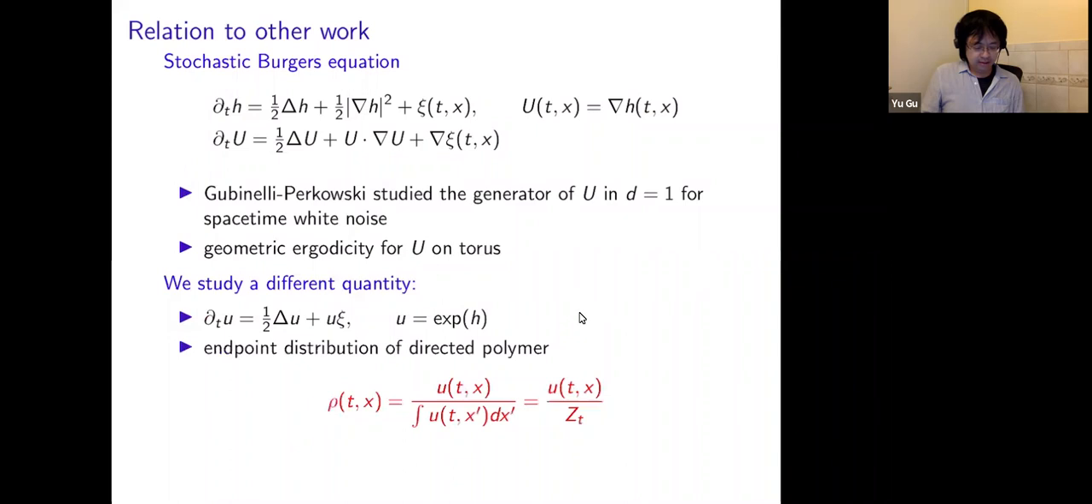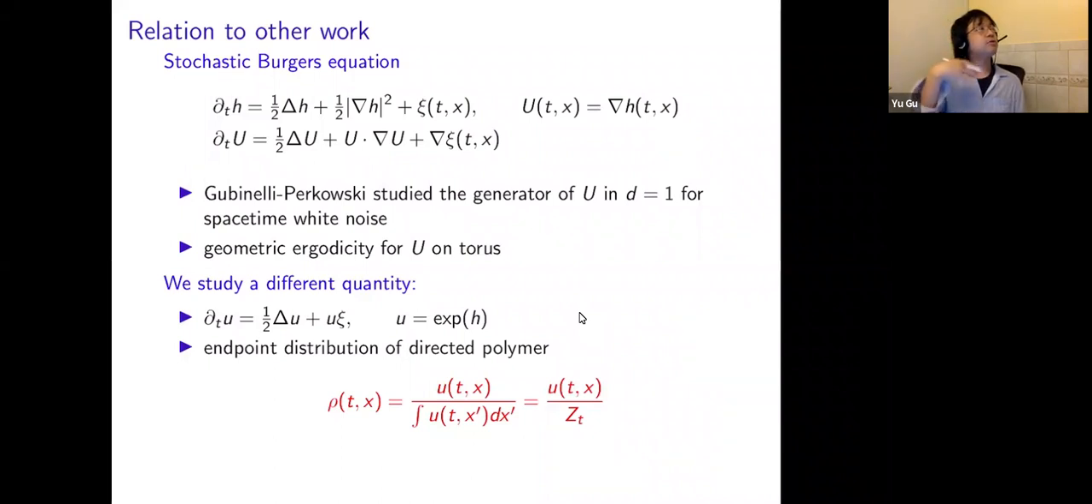And for us, the key quantity is the endpoint distribution of the directed polymer. So U here solves this SHE, and I just normalize this U. And this denominator here is actually the partition function of the directed polymer. So I just use Z to denote this integral. As you can see, this is positive, it integrates to one, so that's a density, and it's random, so it's a random density. So that's the endpoint distribution of the directed polymer.